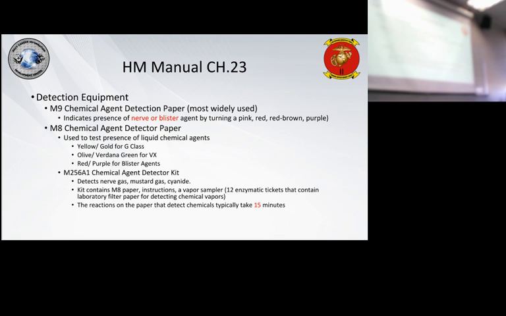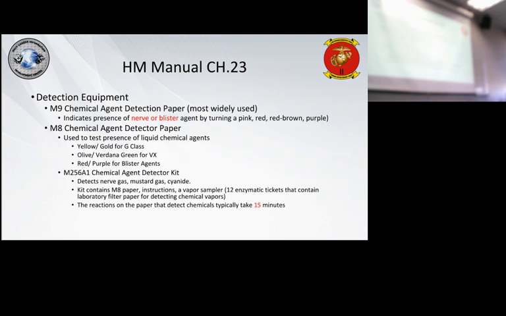And the M8 chemical agent detector paper is used to test for the presence of liquid chemical agents, and it's yellow, olive, and red. So the yellow and gold is for the G class, and the Verdana green for the VX. So, and then blister agents.